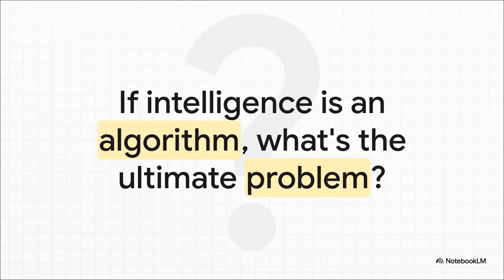So we're left with this final, really provocative thought. If this whole thing, the 4 steps, the dance on the edge of chaos, this drive for efficiency, if it's all basically one giant evolutionary algorithm, what's the ultimate problem it's trying to solve? That's definitely something to think about.